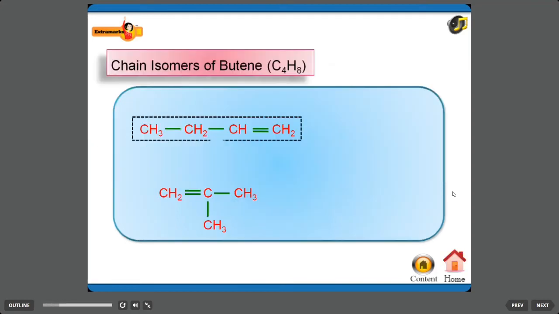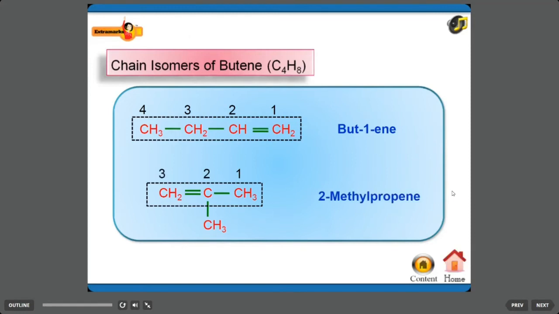Chain isomers of alkene differ in the length of carbon chain. For example, but-1-ene and 2-methylpropene are the chain isomers of butene.